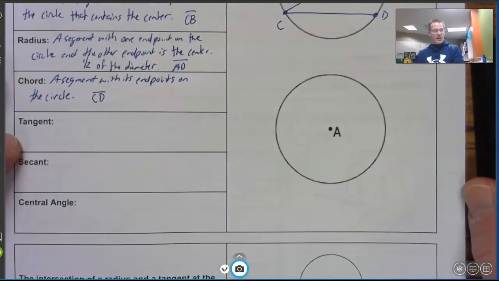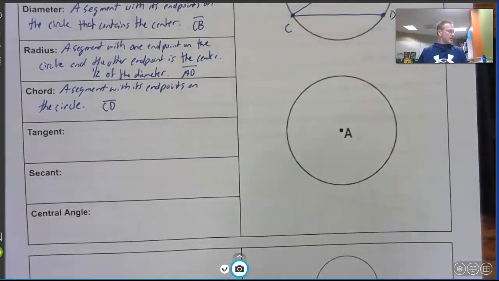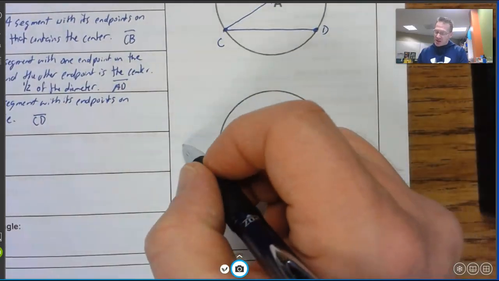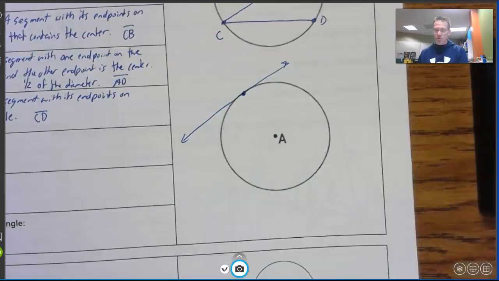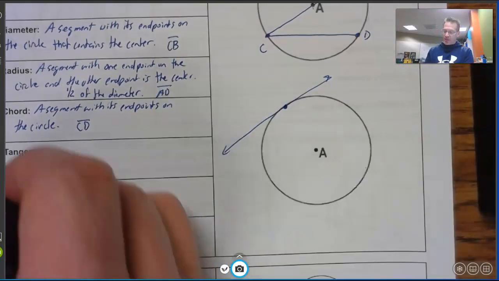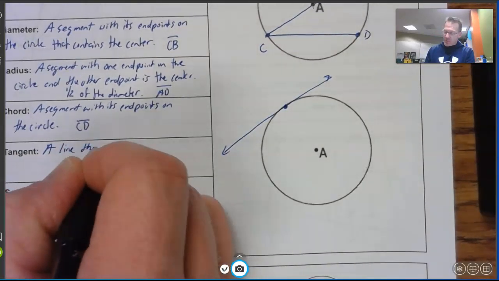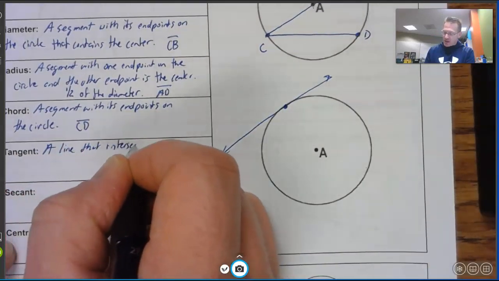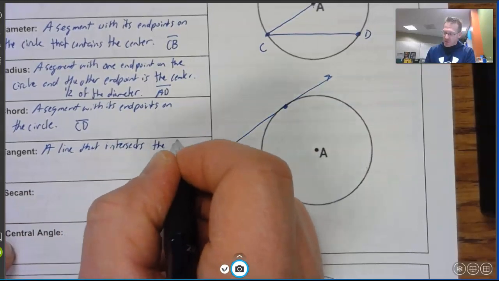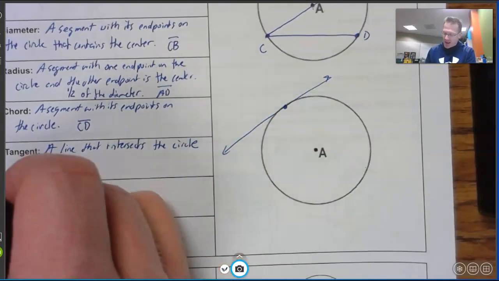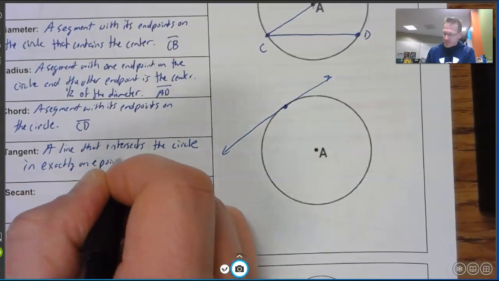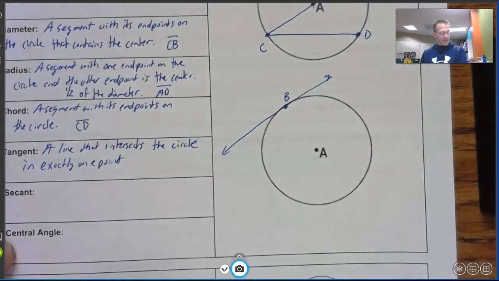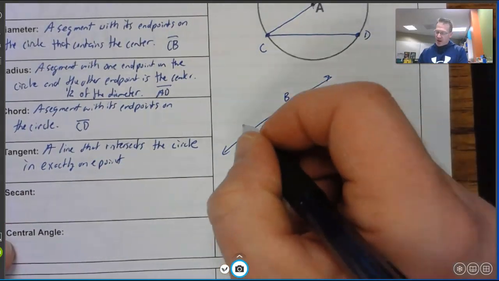Now for the last three here. When we look at tangent, now tangent is a line. So the tangent is a line that intersects the circle in one point and one point only. A line that intersects the circle in exactly one point. So we'll call that B right there. And I'll just put another point out here and we'll call that C.